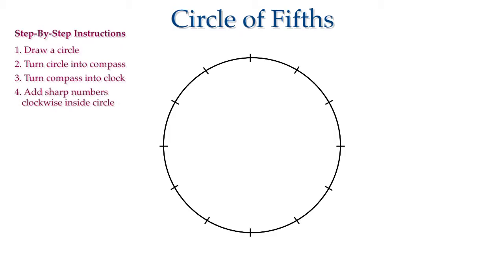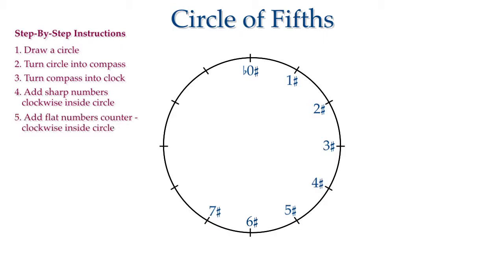The fourth step is to number the sharps clockwise along the interior of the circle, starting with 0 at the top, all the way to 7 sharps. Then do the same thing counterclockwise with the flats, starting with 0 at the top. Your numbers should overlap across the 5, 6, and 7 o'clock positions on your circle.